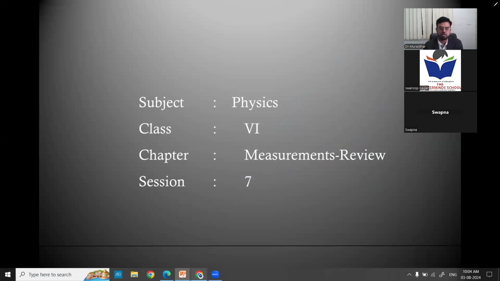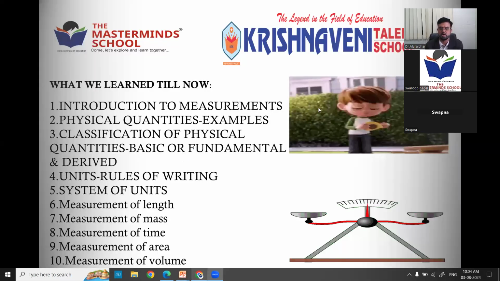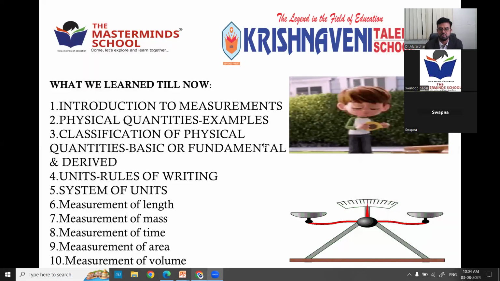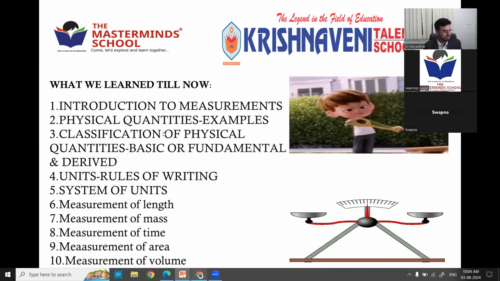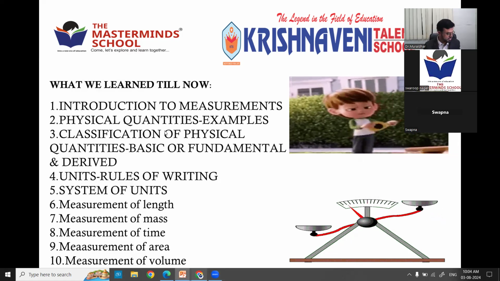So before going to today's session, we already know what we are going to learn today, because we already completed the theory part. We covered all these points, starting with the introduction to measurement. What is a physical quantity? What are the fundamental physical quantities? What are the derived physical quantities? What are units, system of units, measurement of length, measurement of mass, measurement of time, measurement of area, measurement of volume. All these things you discussed in the earlier classes, right? We have covered all these topics in the material up to page number 15.